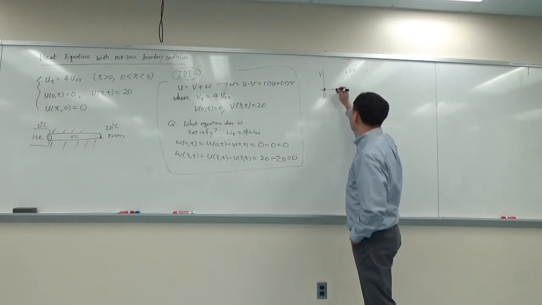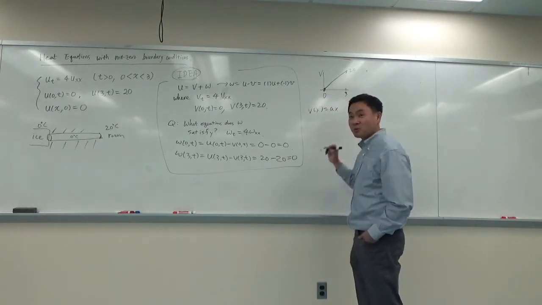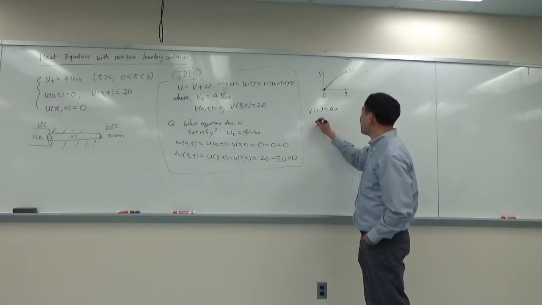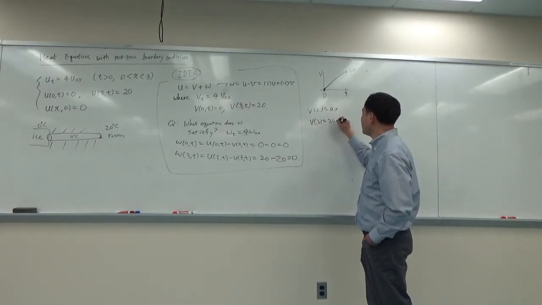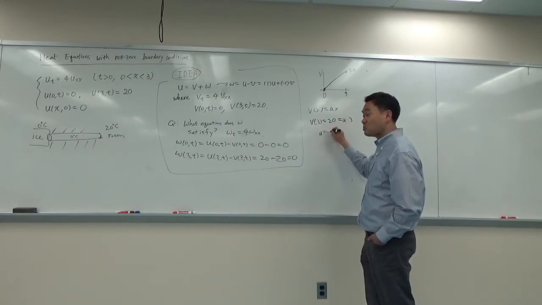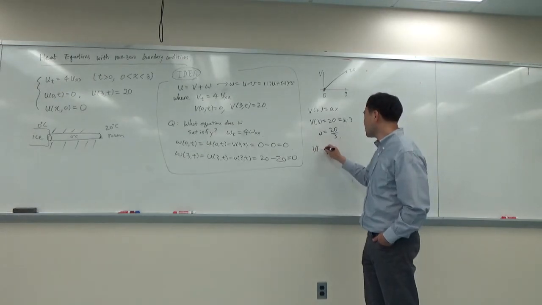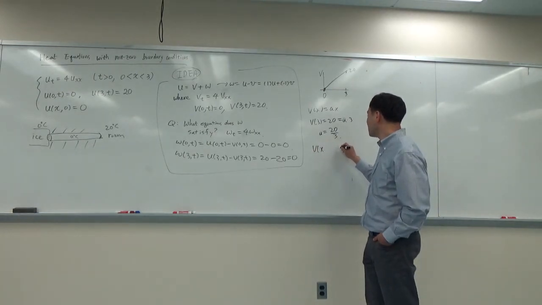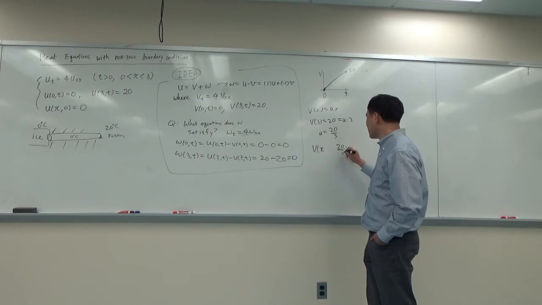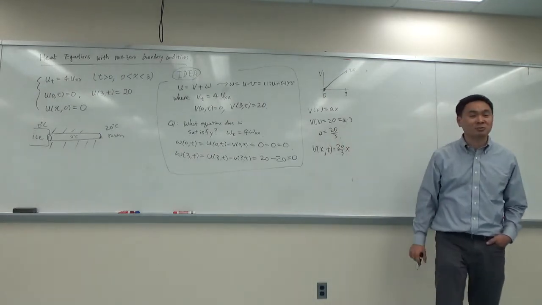Just Ax, right? V of x equals Ax. That's a good choice, right? So I want V of 3 to be 20, so A times 3 must be 20, so A must be 20 over 3. So we have V of x as 20 over 3 x. Oh, but we need a function of t, but we don't care. We just have a function of x only.